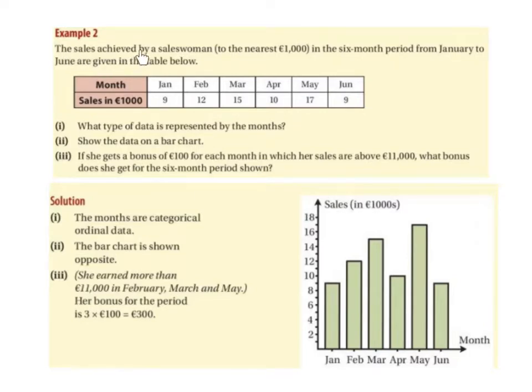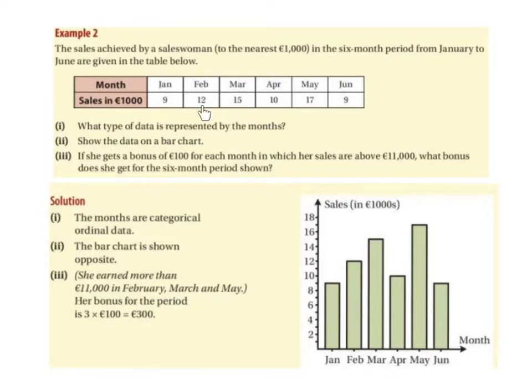The sales achieved by a saleswoman to the nearest €1,000 in the 6-month period from January to June are given in the table below. So the first row in our frequency table is the months, so January, February, March, April, May, June. And the second row is sales in €1,000. So for example, in January, there was €9,000 sales.